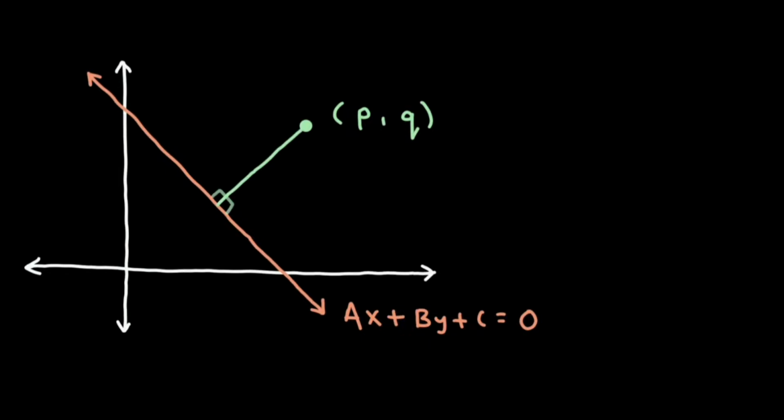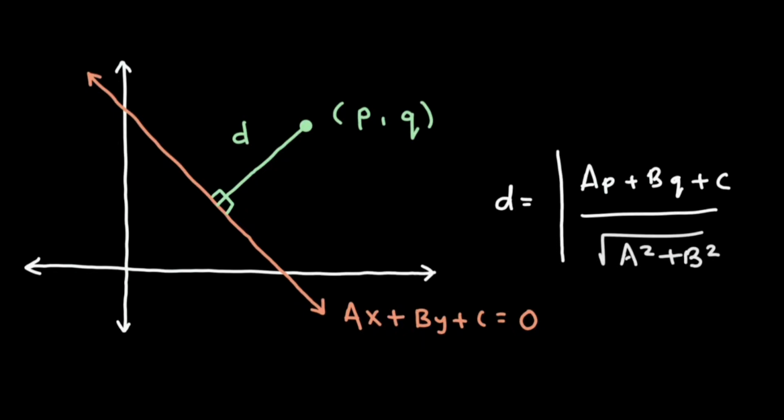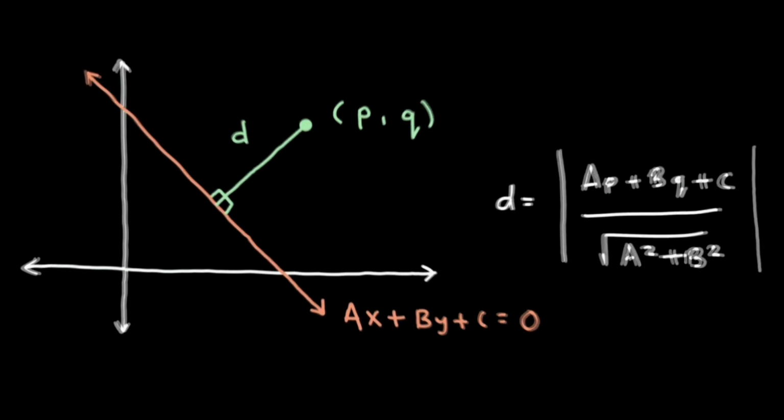The perpendicular distance of this point from the line is given by modulus of ap plus bq plus c divided by square root of a square plus b square. You can see that the perpendicular distance of the point from the line can be expressed easily in terms of the coordinates of the point and the coefficients present in the equation of the line. And the reason we put the modulus in this formula is because it ultimately gives us the distance and it should always be positive. So this is Anmol and now let us see the solution.